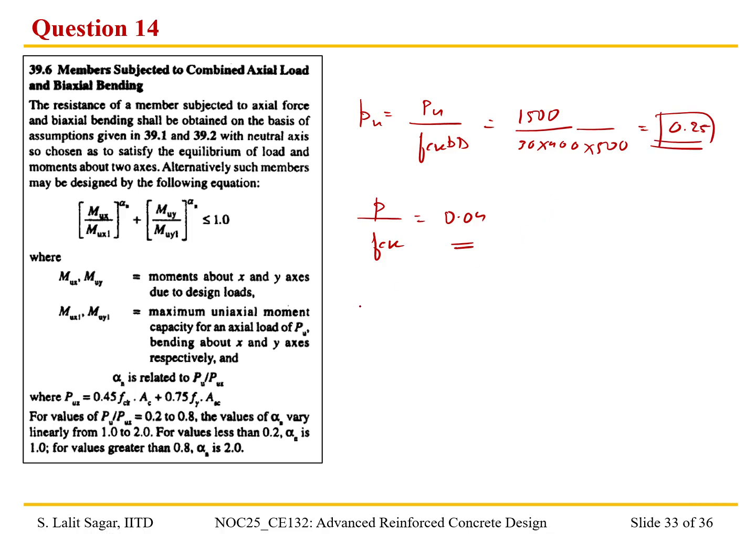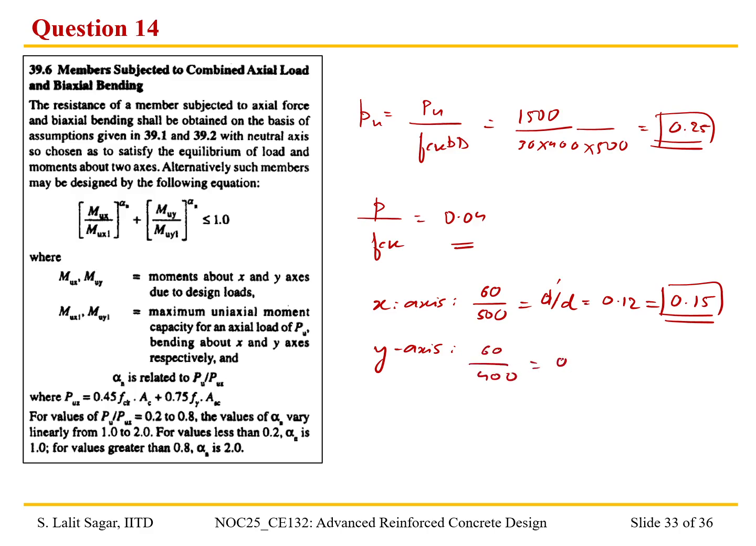Okay, and about x-axis, about y-axis, right? So this is 60 by 500, so it is, sorry, d dash by d, that is 0.12, but on a conservative side you can take it as 0.15. That will give us more conservative value, and here we can take it as 60 divided by 400, that is 0.15 exactly.